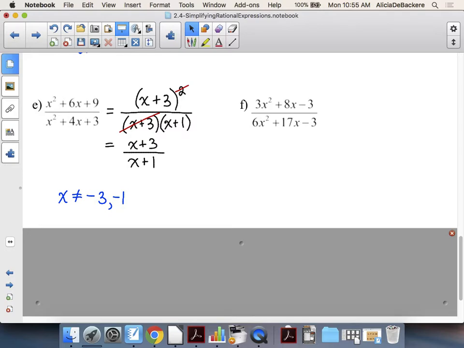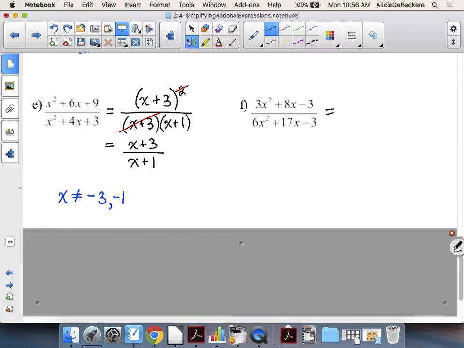Moving on to part F, this one's a little bit trickier because now I don't have simple trinomials in the numerator and in the denominator. So I might need to go off into my rough work to factor those numerators. So I'm going to think about decomposing the 8x and then decomposing the 17x. So I want you to pause the video, go off into your rough work and factor those.